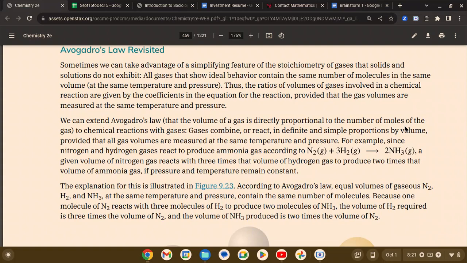Gases combine or react in definite and simple proportions by volume, provided that all gas volumes are measured at the same temperature and pressure. For example, since nitrogen and hydrogen gases react to produce ammonia gas, according to N2 plus 3 H2 equals 2 NH3, a given volume of nitrogen gas reacts with three times that volume of hydrogen gas to produce two times that volume of ammonia gas, if pressure and temperature remain constant. The explanation for this is illustrated in Figure 9.23. According to Avogadro's law, equal volumes of gaseous N2, H2, and NH3 at the same temperature and pressure contain the same number of molecules. Because one molecule of N2 reacts with three molecules of H2 to produce two molecules of NH3, the volume of H2 required is three times the volume of N2, and the volume of NH3 produced is two times the volume of N2.